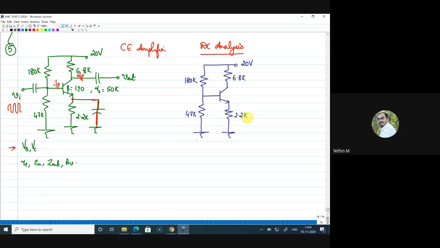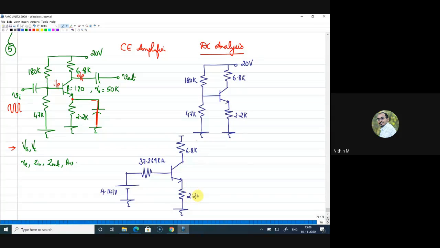Okay, all right. So, Mauna, what to do now? So we can find VTH: 20 into 47 by 180 plus 47. Can you tell me what are the VTH and RTH values? VTH I got 4.141 and RTH I got 37.26 kilo. Very good. Let me just draw it. So the VTH value is 4.141 volts and RTH is 37.26 kilo ohm. Yes, that is right. Now let me write these. Thank you. This is 2.2.